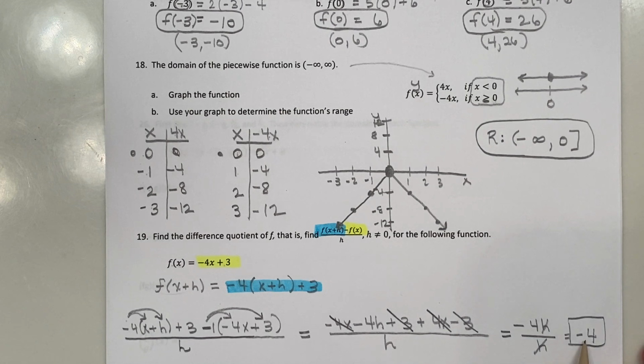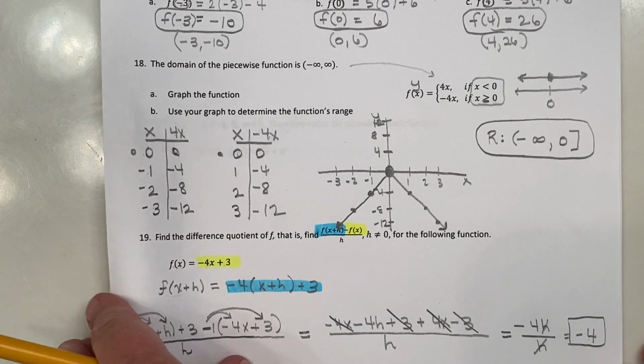Kind of a built-in check process. If you have a linear function, not quadratic, the answer to the difference quotient should be the coefficient on the x, that slope value right there. The -4 represents the slope value of this line, this linear function.